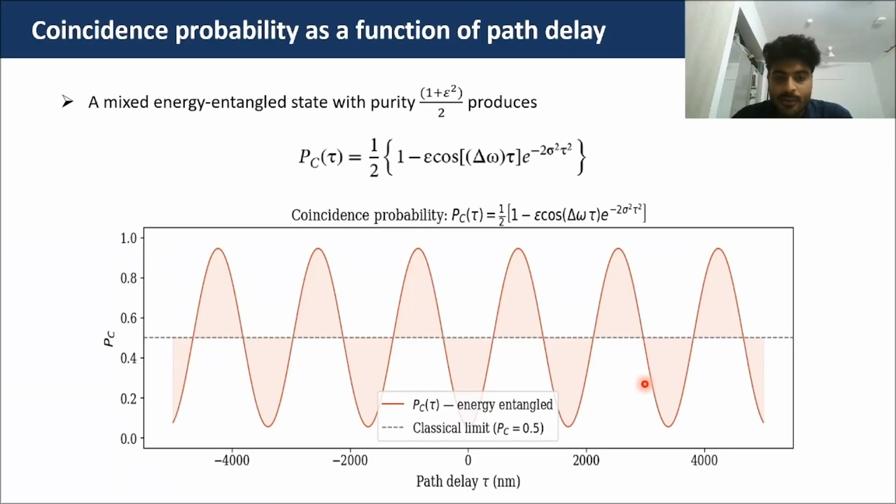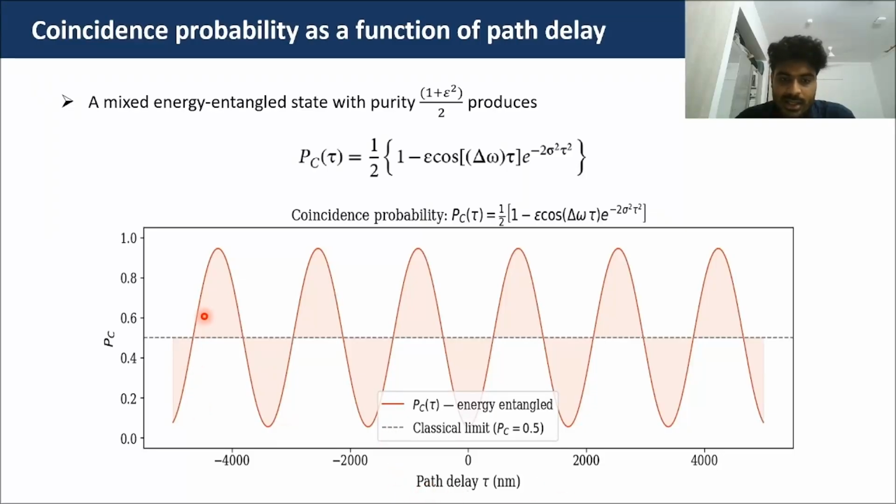In this part, we have plotted the coincidence probability PC of tau against the path delay, that is tau. Before that, our energy entangled state need not be completely pure. In the experiment we are doing, we have around 89% purity, and for such purity, given by epsilon, we have this correction of epsilon in our original PC expression, and this has to be incorporated for our results. So for 89% purity, delta omega at 177 gigahertz and sigma at a gigahertz, we have plotted coincidence probability versus path delay.